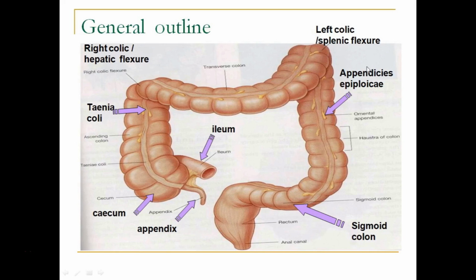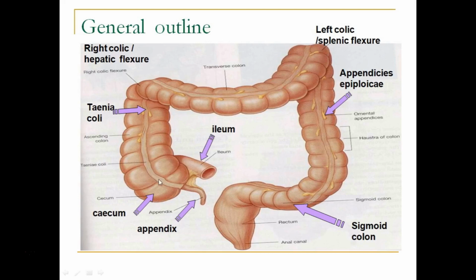Later it is going to continue as sigmoid colon in this part, and the sigmoid colon is going to continue as rectum and then to anal canal. And we have got three important features, as we discussed earlier for large intestine, such as the longitudinal muscle which we are seeing in the middle part of this tube.